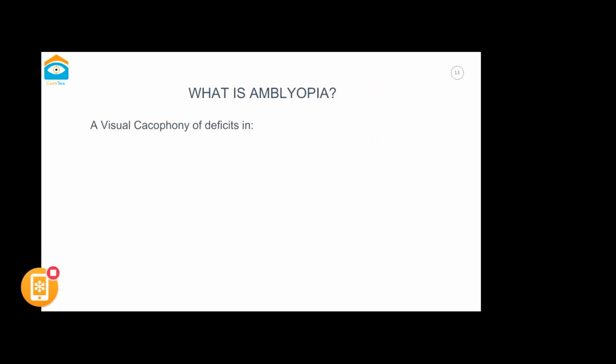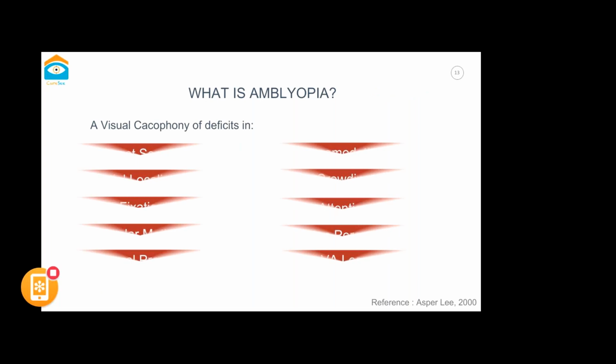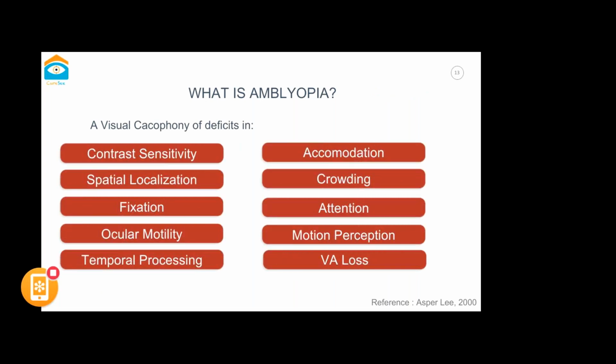A visual cacophony of deficits in contrast sensitivity, spatial localization, fixation, ocular motility, temporal processing, accommodation, crowding, attention, motion perception, and visual acuity loss. All of these are hindered whenever there is amblyopia. The quality of vision will be deficient rather than just the visual acuity. We have to focus on the overall quality of vision: the stereo acuity, the visual acuity, accommodation and divergences, along with contrast also. This was the definition given by Esperly in 2000.